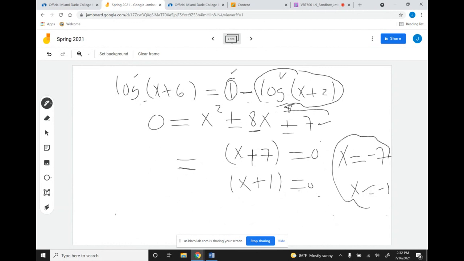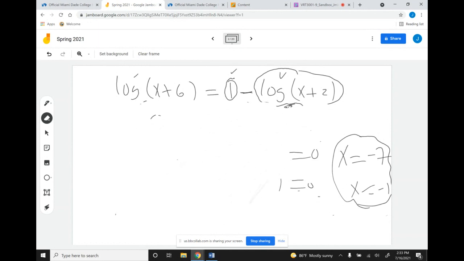At this point, you cannot claim victory. You cannot say at that moment that those are your solutions. You need to evaluate each of the terms. I'm going to do -7 first. If after I evaluate the logs at -7 I end up with a negative argument, then we cannot use that value of x. So here, I'm going to evaluate -7.